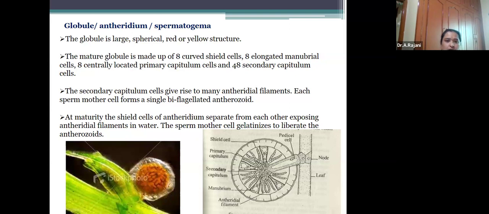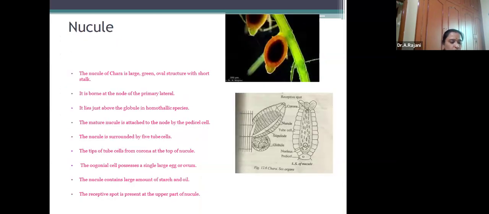Coming to the nucleus. The mature nucleus is green in color, oval or barrel shaped. It is borne on the node of primary laterals. The structure has a very short stalk or pedicel also present.